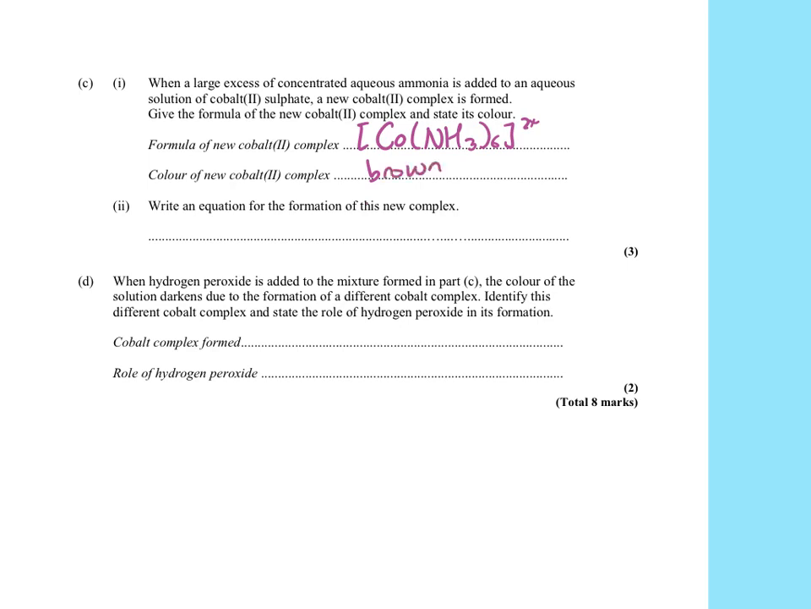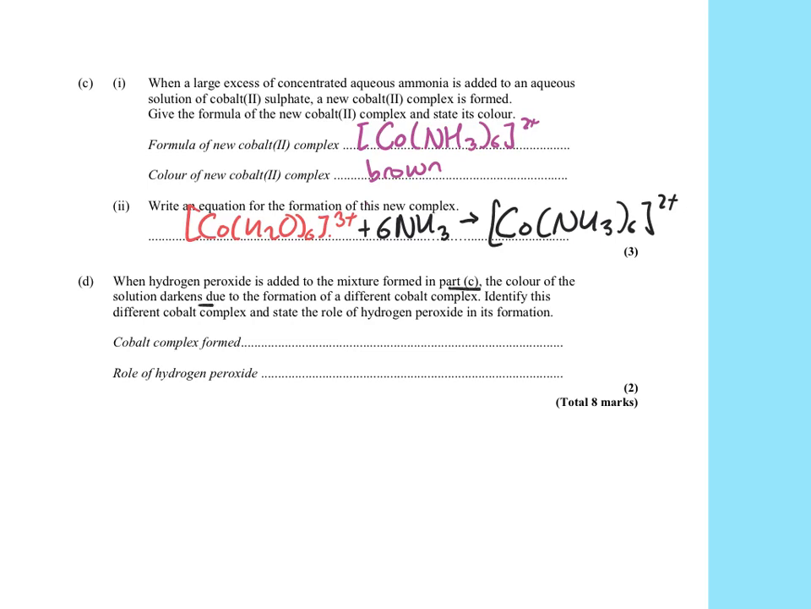So to write an equation for the formation of that complex, we've got the pink cobalt, which is [Co(H2O)6]2+. It's a ligand substitution, so we need 6 NH3s, and that reacts to form the [Co(NH3)6]2+.